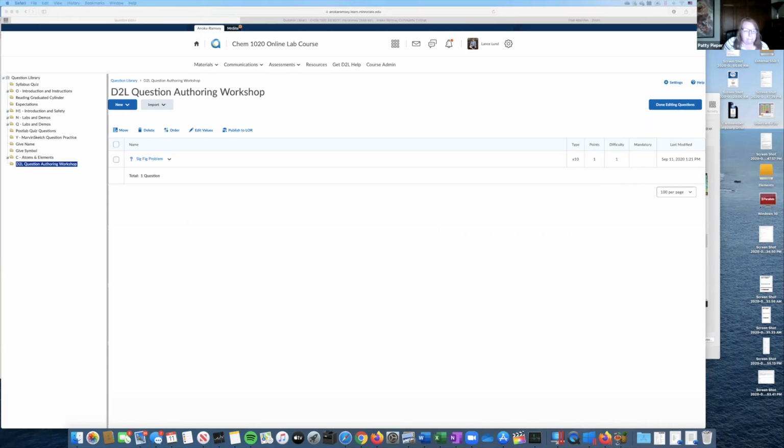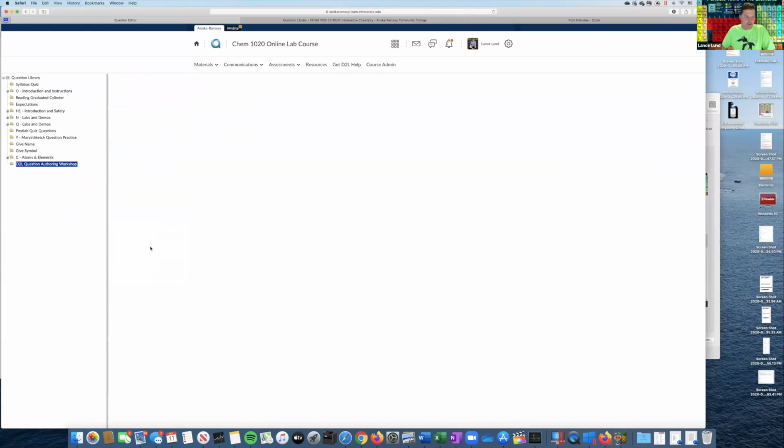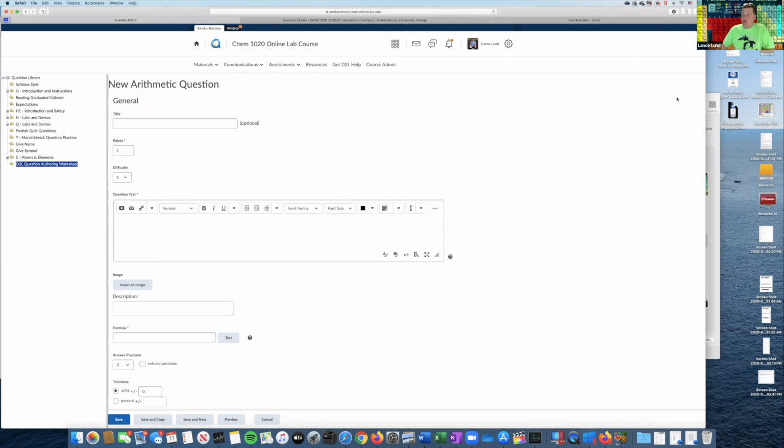What I'm going to show next then is how I would author a significant figure problem if I were writing one out like we would see on this first exam. So I'm going to write out an arithmetic question. In this question, we are going to determine the height of a high-rise building, and we're going to convert it from feet to kilometers.